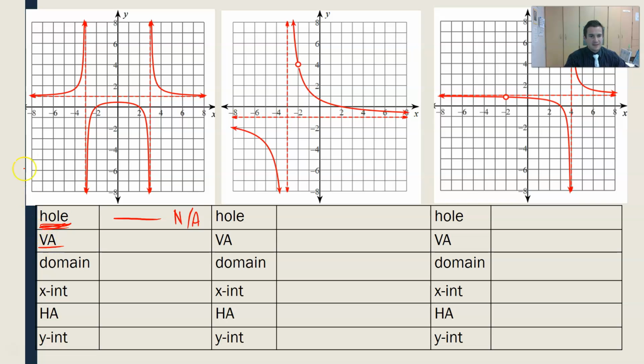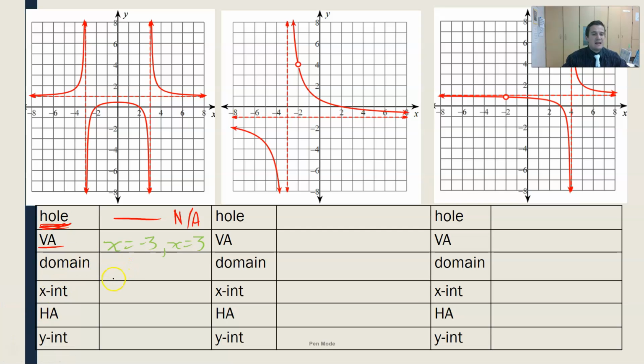Vertical asymptotes. So I'm looking for dotted lines that go up and down. So let me change colors here. Right here, I have a vertical asymptote at x equals -3. And I have another vertical asymptote at x equals +3. So I have vertical, or up and down, dotted lines at x equals -3 and x equals +3.